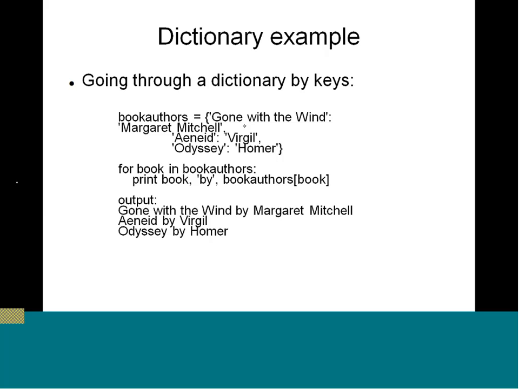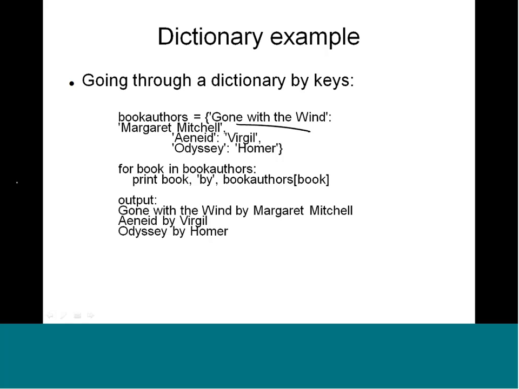So here we can specify Gone with the Wind by Margaret Mitchell, Aeneid by Virgil, and Odyssey by Homer, and then we do the for book in book_authors. So it knows that the key is going to be the book, and then book_authors[book], so it gets each one, adds the "by", and then prints the whole thing.